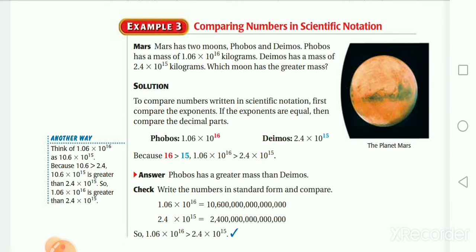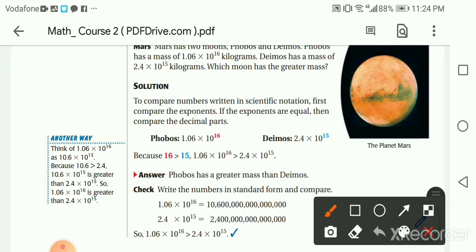Solution: to compare numbers written in scientific notation, first compare the exponents. If the exponents are equal, then compare the decimal parts. I have here 1.06 times 10 to the 16th power for Phobos, and for Deimos I have 2.4 times 10 to the 15th power.